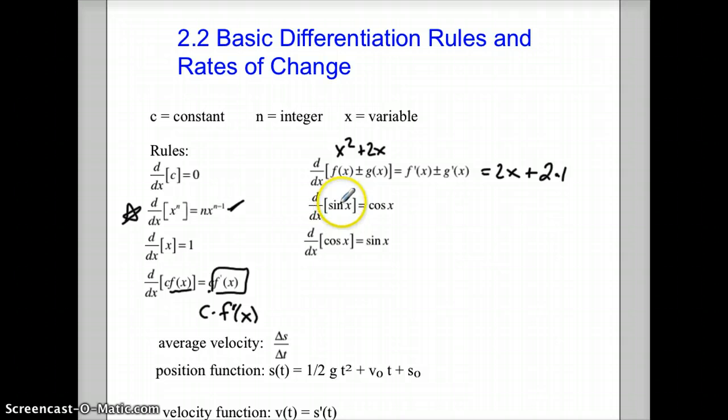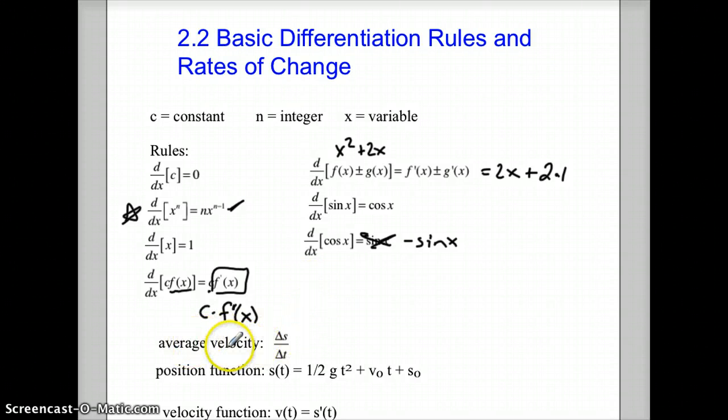Here are some trig ones. We're not going to talk about how to get them right now, but the derivative of sine is cosine, and the derivative of cosine, I have a typo here, is negative sine. The derivative of cosine is negative sine. Typo there, sorry about that. Those rules you do need to memorize. We're going to use them a lot. Make sure you're familiar with them.